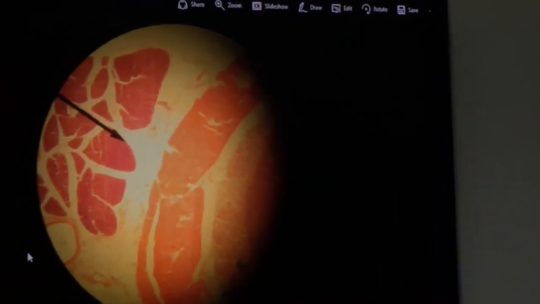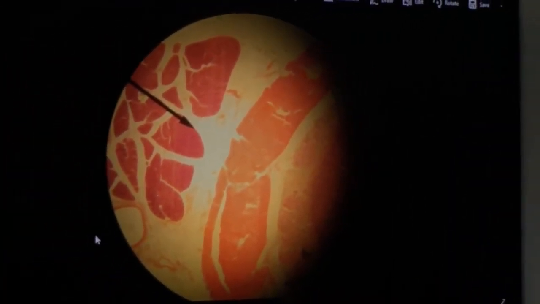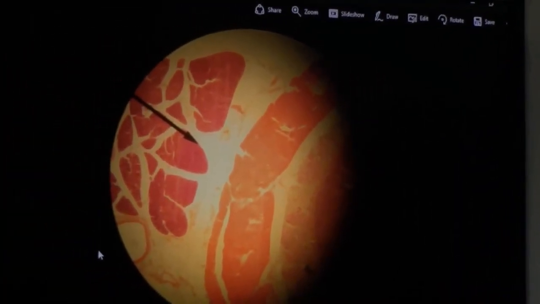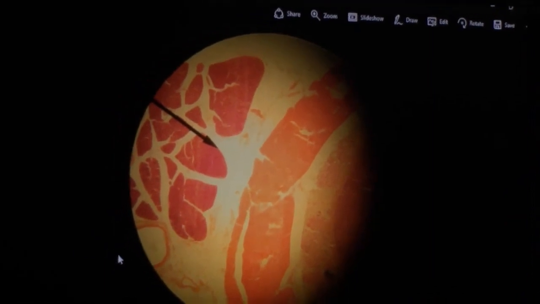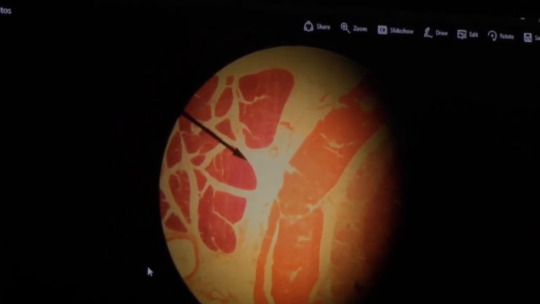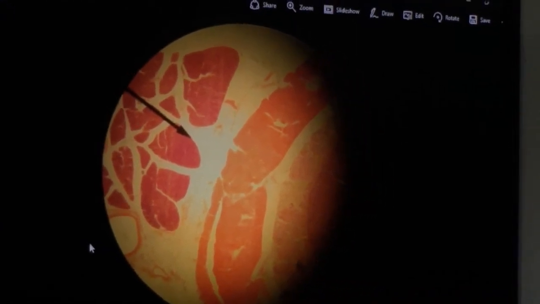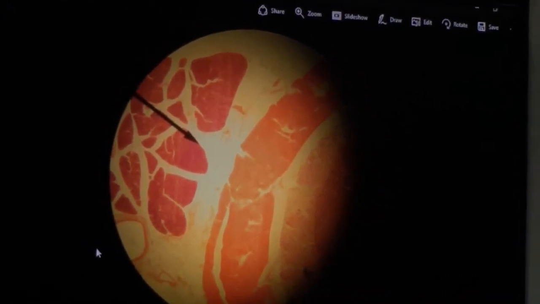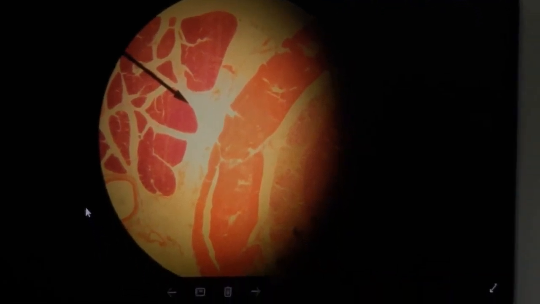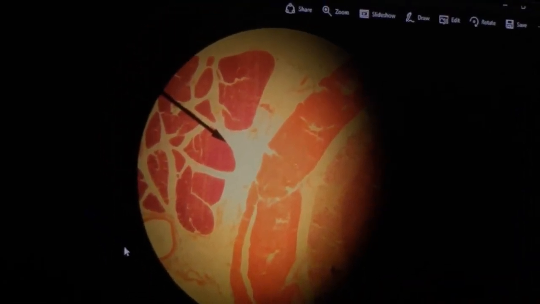Really? Yep. That's interesting. So just take a good look. What we're seeing is a structure crossed by the pointer that seems to be uniformly dark. It's lobulated. Good. And then the structure on the right seems to be what? GI. Yeah. Good.